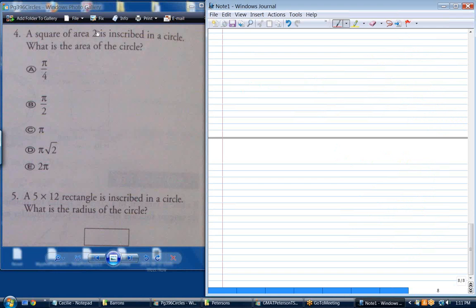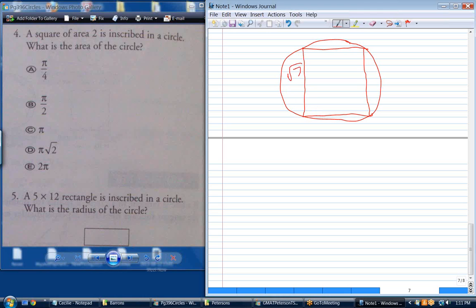The square of area 2 is inscribed inside of a circle. What's the side length of this square? Square root 2. We know that to figure out any information about the circle, we need the radius, right? There's a radius. Can we figure out what r is? You can turn it into a triangle.